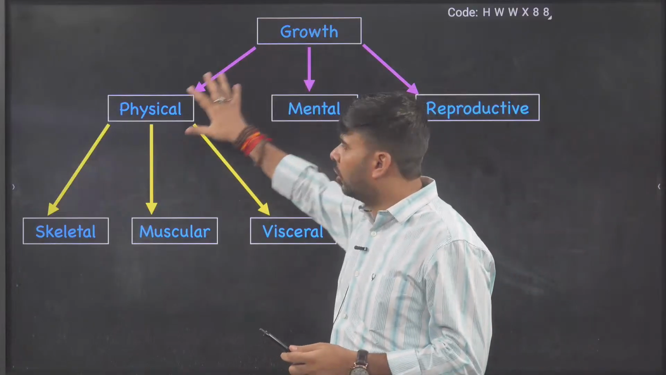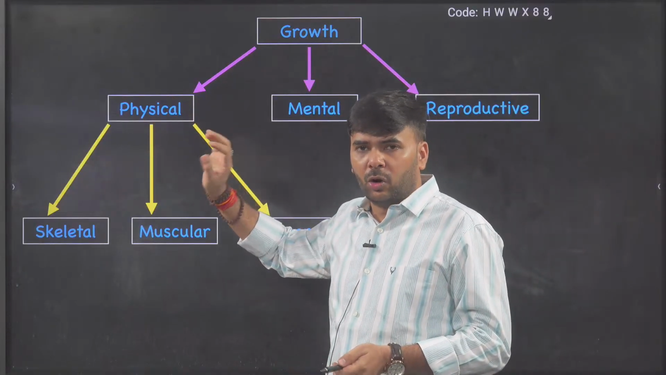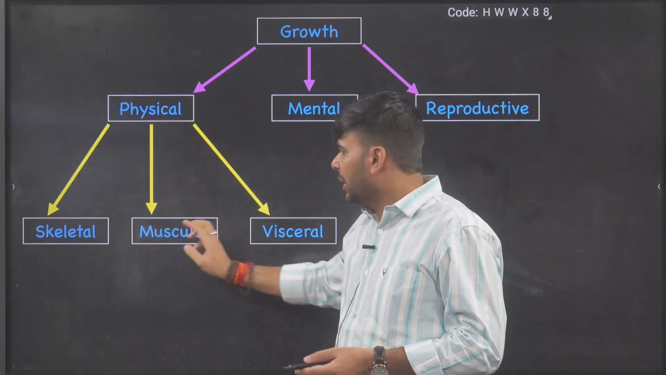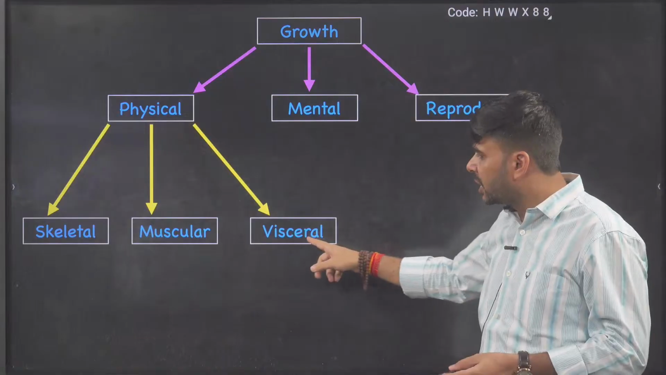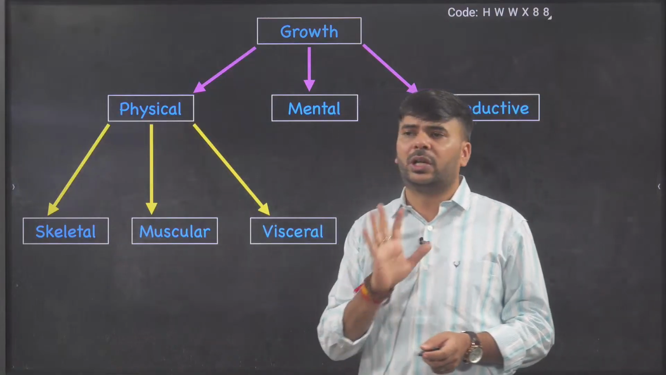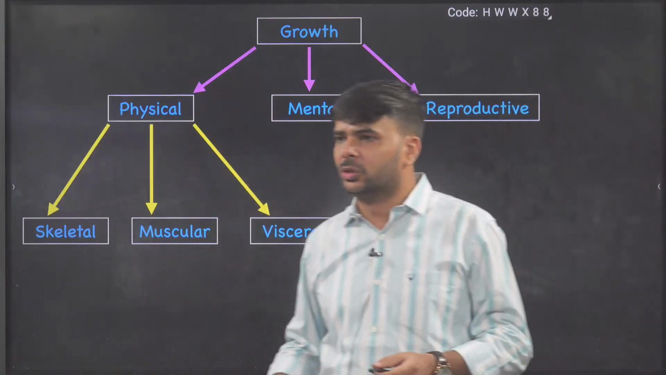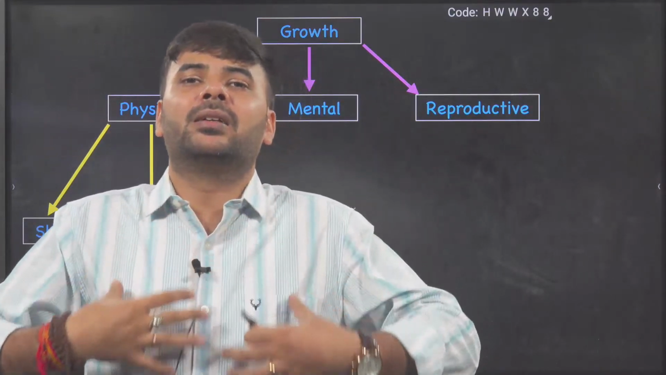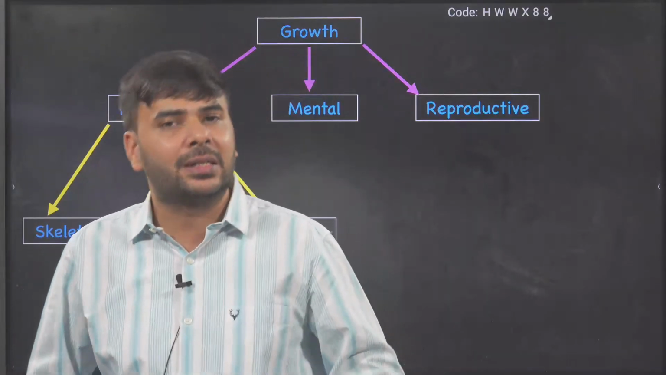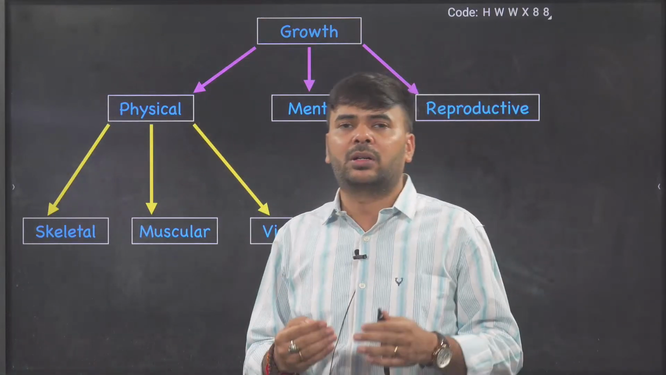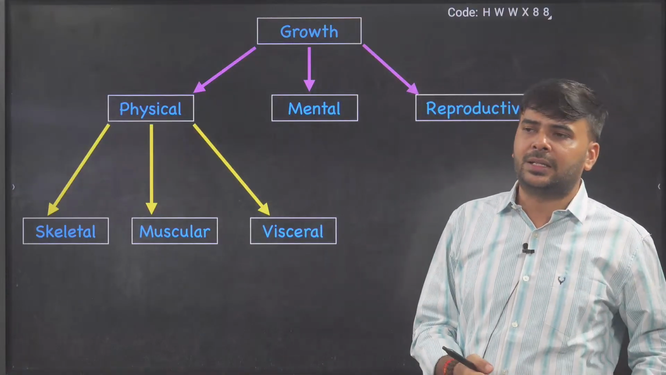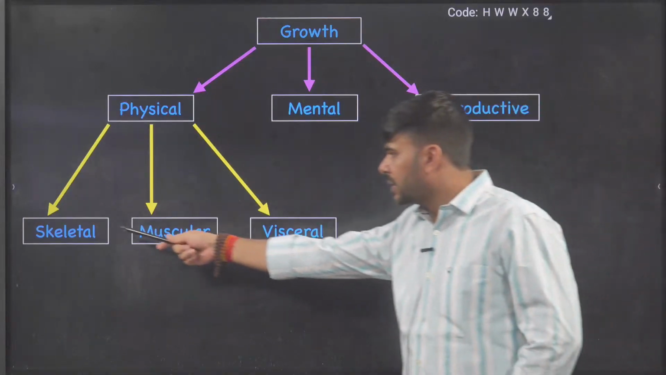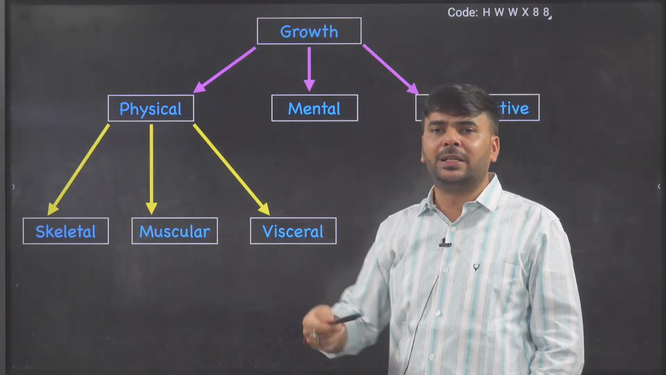So when growth hormone is released normally, it is responsible for physical growth. What is physical growth? Your skeletal growth, your muscular growth, your visceral growth. Skeletal and muscular you can understand. Visceral growth is nothing but internal organ growth. Internal organs mean intestine, large intestine, stomach, heart, lungs, etc. Visceral means internal, and skeletal and muscular growth is responsible for your height increase.